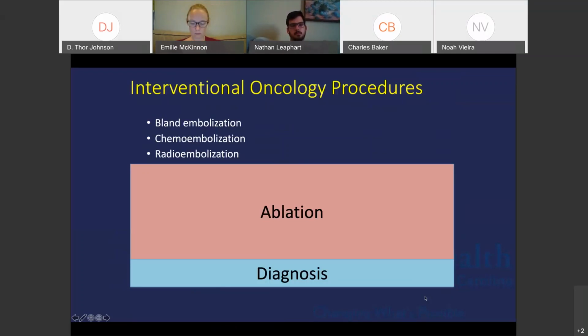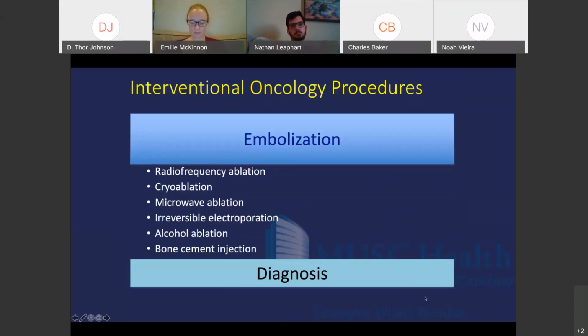Same thing with uterine malignancies that bleed. And so we do a lot of this bland embolization, chemoembolization, and radioembolization, which is small particles loaded with radiation, in order to treat tumors and palliate patients.